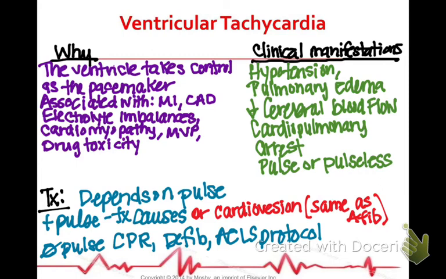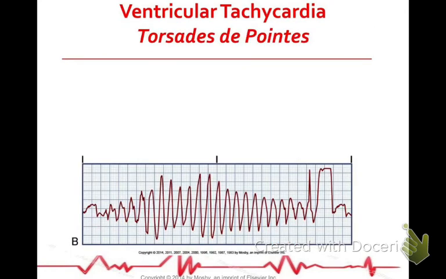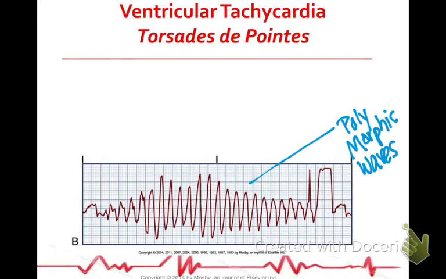So the treatment depends on whether they have a pulse or not. If they don't have a pulse, are you going to go in there? If they have a pulse, are you still going to do CPR and then cardiovert? Like I said, you're probably not going to see a rhythm like this on your test. If you see something, it'll be straight VTAC.